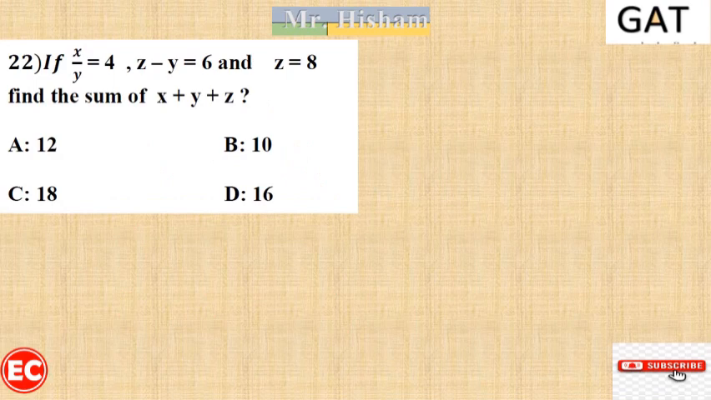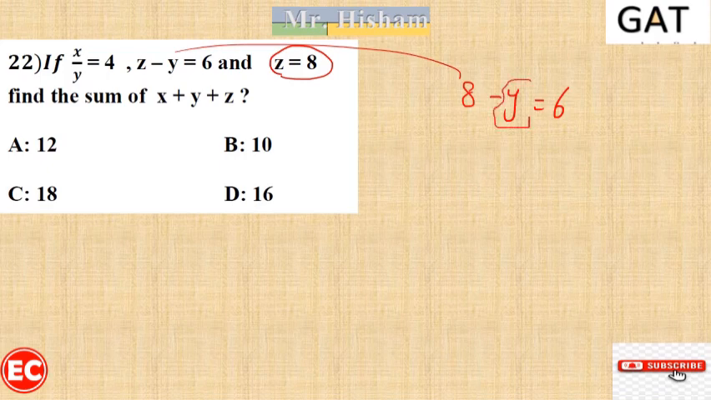Question number 22. If x over y is equal to 4 and z minus y is equal to 6, the value of z is equal to 8. So let's go to the last equation. 8 minus y is equal to 6. 8 minus what to be 6? 8 minus 2. So the value of y is 2.